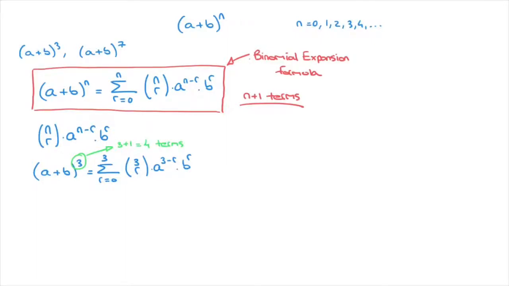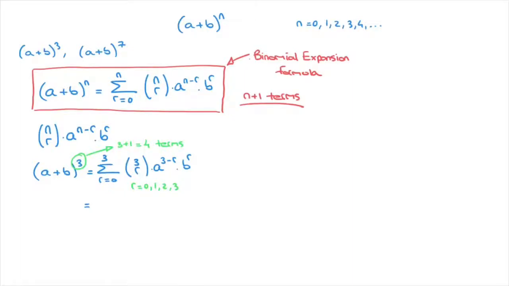Now, how do we actually find those 4 terms? What we do is rewrite the expression I'm underlining now by successively replacing all the r's inside it by all the values from r = 0 all the way up to r = 3. So in this case, that would be r = 0, 1, 2, and 3, which corresponds to 4 values, therefore 4 terms. And that would look like this.